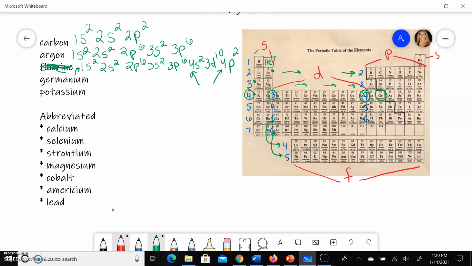And now I want you to do fluorine and potassium. So take a minute and pause this video and try them, and then check your answers. All right, check your answers for potassium and fluorine, make sure you got those right. And then I need to show you a few more things for this lesson.